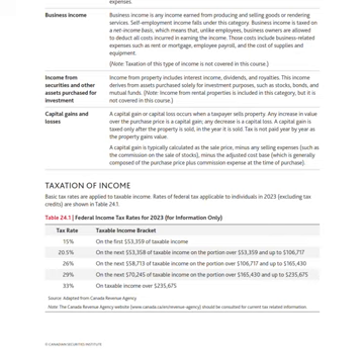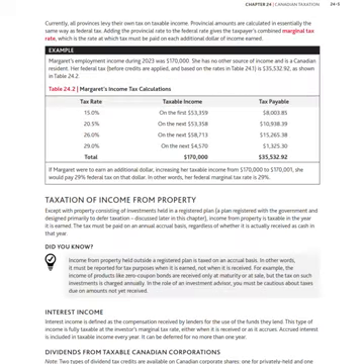26%, on the next $58,713 of taxable income, on the portion over $106,717 and up to $165,430. 29%, on the next $70,245 of taxable income, on the portion over $165,430 and up to $235,675. 33% on the taxable income over $235,675. Currently, all provinces levy their own tax on taxable income.